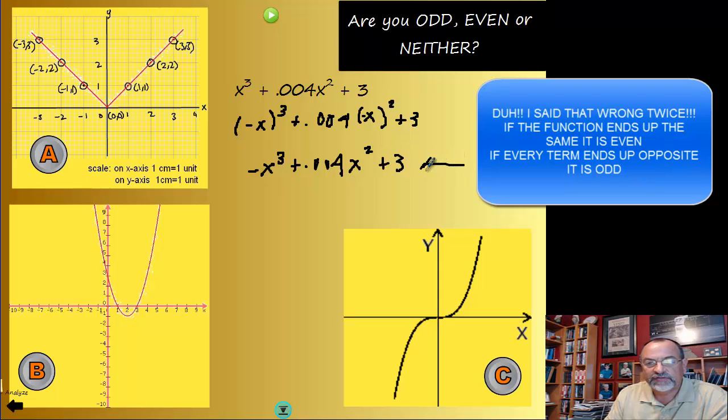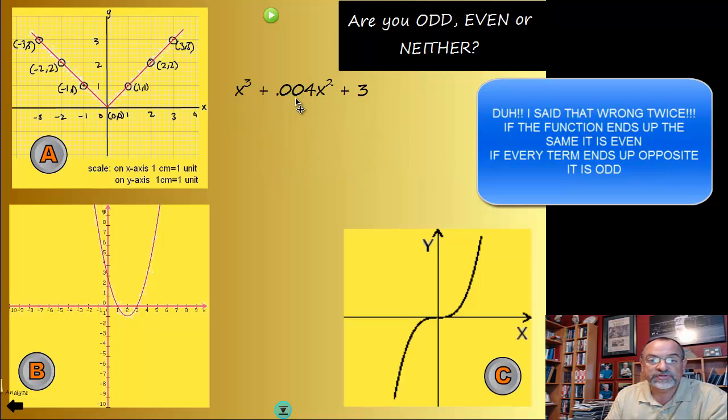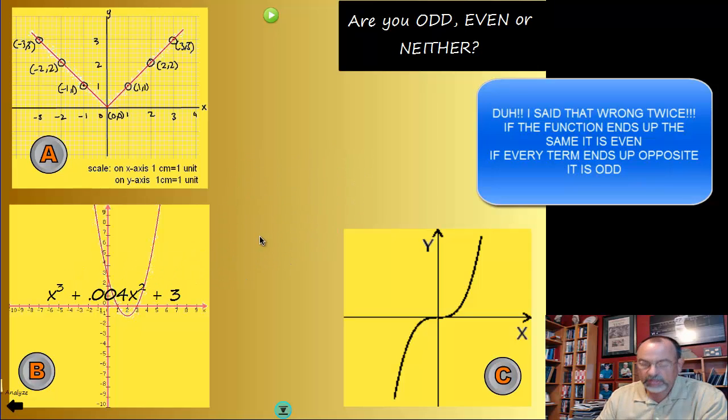So now I want to look at this function. Is this function exactly the same as the one that I began with? Well, no, this is positive x cubed, this is negative x cubed. The other option is, are all of these terms exactly the opposite? Well, the first terms are opposite, the second terms are the same. So the function is not the opposite, so it is not odd either. So because it does not fit either one of our solutions, this would be a function that is neither odd nor even. Okay?